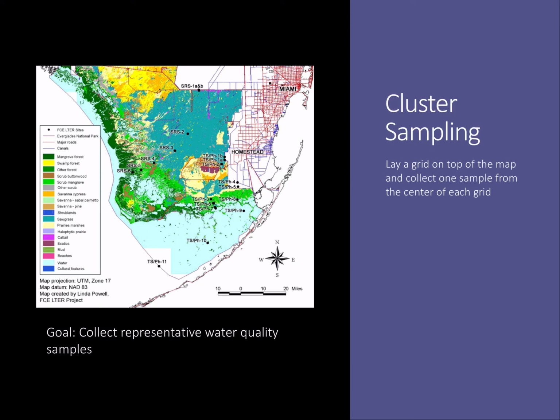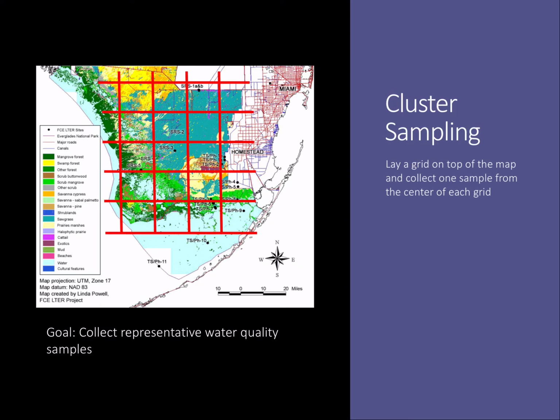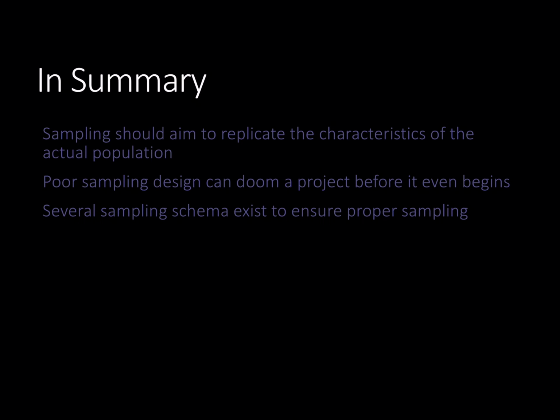You can also do cluster sampling. So in this example, that would mean maybe laying a grid on top of the map to divide the park into geographical areas, and then sampling from the center of each grid. And that might look something like this, where we have all these different boxes, and we're going to go sample from the center of each of those boxes to get some geospatial heterogeneity in our sampling.